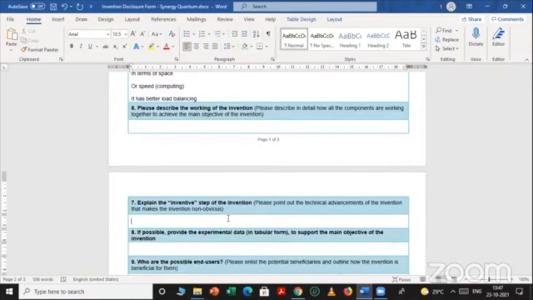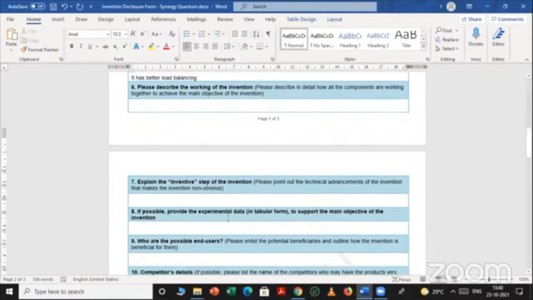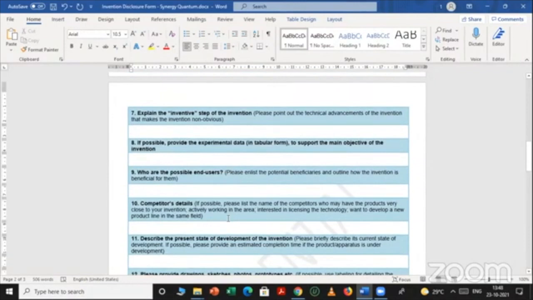So that is the inventive step attorneys are asking about, and you have to describe that inventive step. That is what makes your invention non-obvious in light of existing prior art. Then the 8th point is to provide the experimental data.